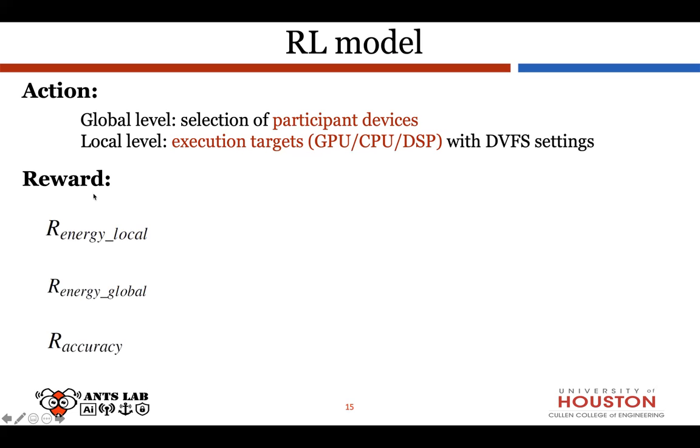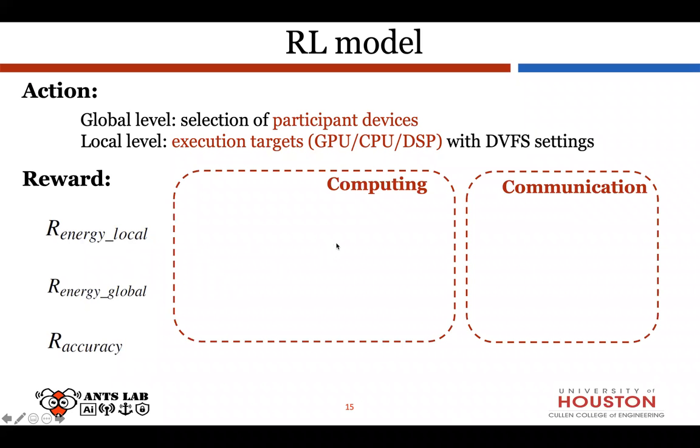And next is the reward function. For the reward function, it includes three parts: the local energy consumption, the global energy consumption, and the accuracy. Local energy consumption means the energy consumption for each device, and the global energy consumption means the energy consumption for all of the devices in the system. Next, let's first look at how to calculate the energy consumption. In this paper, they consider two parts: the computing part and the communication part.